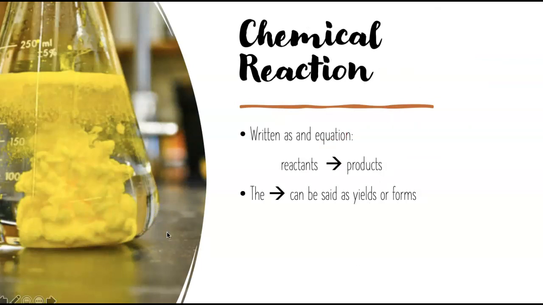And so as we're writing these chemical reactions, and that's what we're going to be moving to do, we're going to write those as reactants with an arrow, and on the other side are the products. The arrow can be said as yields or forms. So in other words, reactants form products, or reactants yield or even produce products.